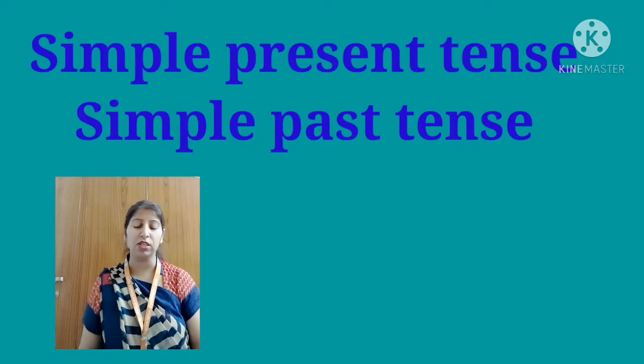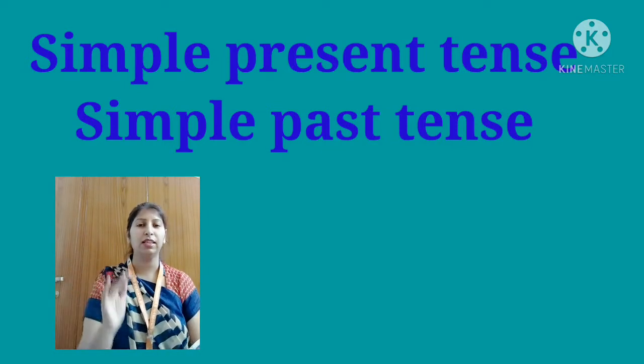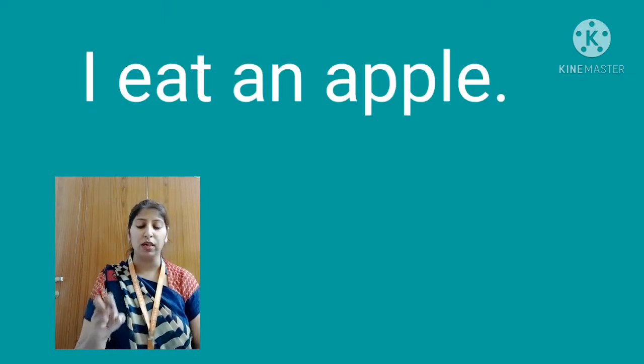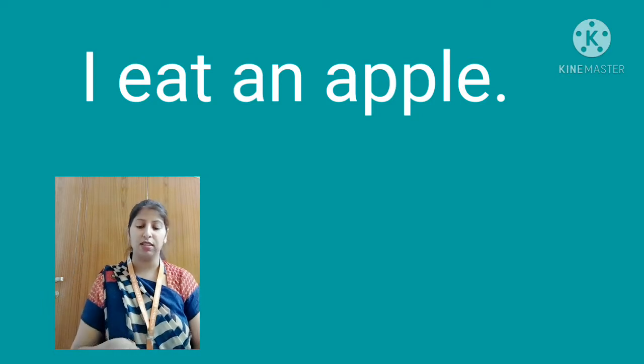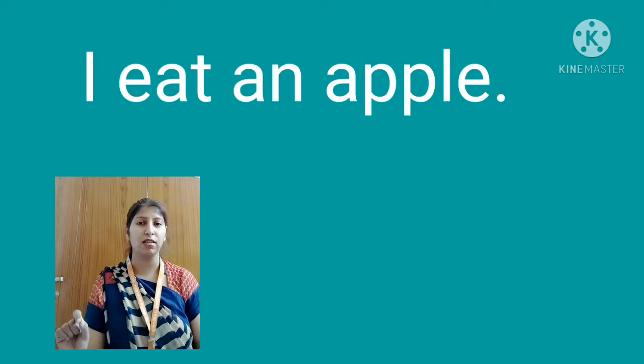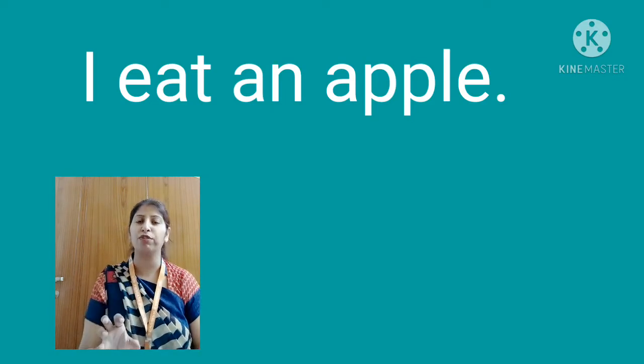Like, for example, just take an example. I eat an apple. In this you can see eat is the main verb, in base form. Helping verb is not there. So how to form a negative sentence? See, in these kinds of sentences, we need to take care first whether the sentence is in present form, past form, or what. If it is in present form, then we need to take the help of a helping verb.